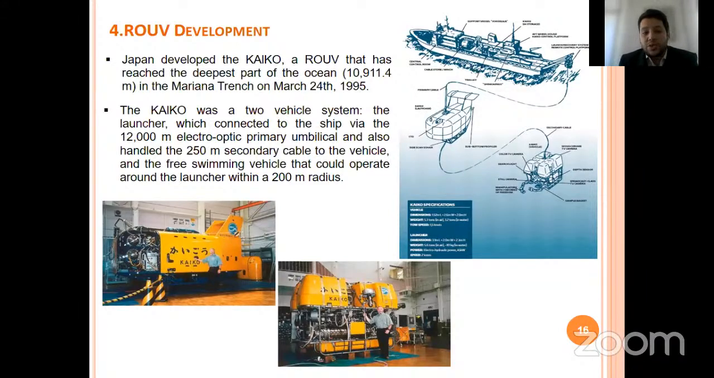So the Kaiko was a two vehicle system, the launcher, which connected to the ship via a 12,000 meter electro-optic primary umbilical, and also handled the 250 meter secondary cable to the vehicle. And the vehicle could operate around the launcher within just a 200 meter radius.